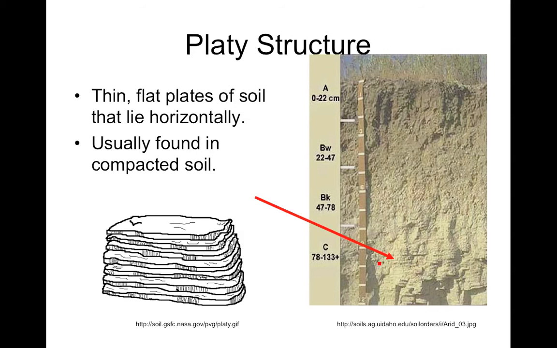We can have platy structures, thin platy structures. They're usually found in compacted soil. So in this case, they're located some 50 centimetres below the surface. And often you'll find them at the bottom of a plough pan in agricultural soils.